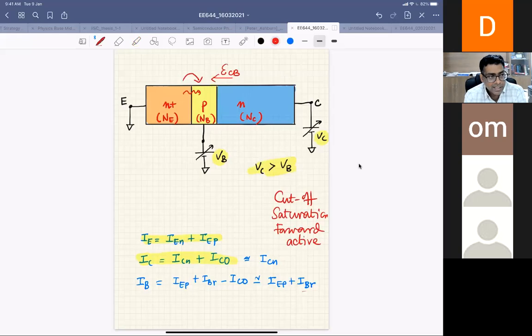So the minority carriers, right? Here in this case, if you look at the collector and base, let's say base and collector.